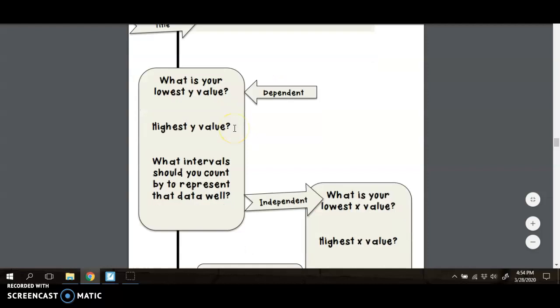Okay. The other thing you need to think about then is your dependent variable is your Y. So what is the lowest value for Y and what's the highest value for Y? So that you can figure out how you're going to represent that. So what intervals should you count by to represent that data? So are you going to be counting up by 2s? Are you counting up by 100s as you go through? Depends on what kind of numbers you're getting.